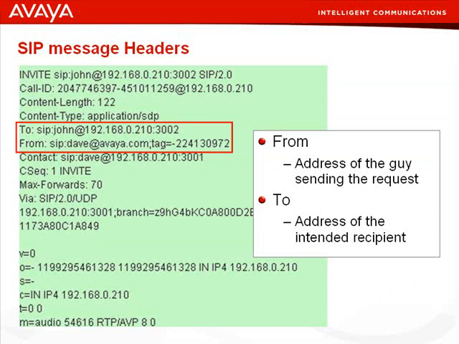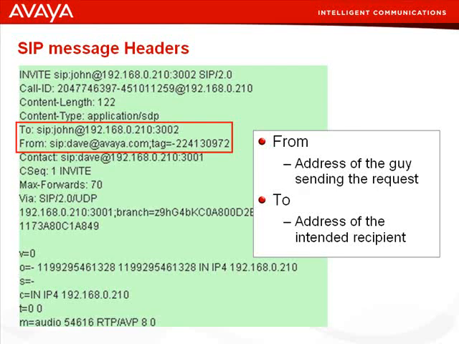Of course, it's the to and the from headers. Not exactly rocket science, those ones. Although the purposes of these headers are obvious, it's important to know that the addresses in the to and the from headers are only ever used to identify the original intended recipient of the request and the sender of the request. They are never ever used for routing purposes.